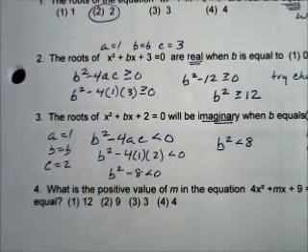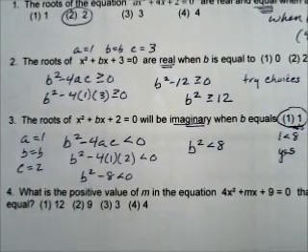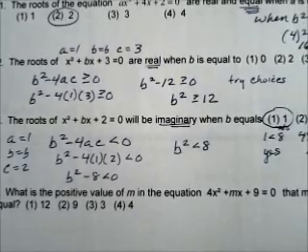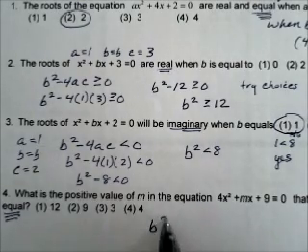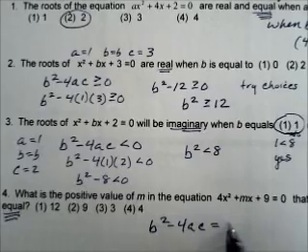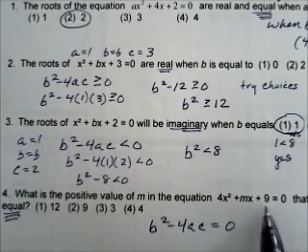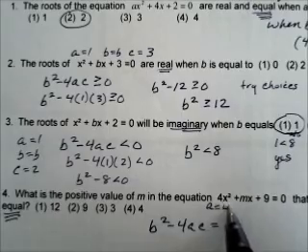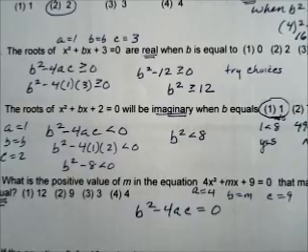Number 4, what is the positive value of m in the equation 4x squared plus mx plus 9 equals 0 that makes the roots equal? All right, so it's asking for the positive value of m in the equation that will make the roots equal. Keyword being equal, well, the roots will be equal when b squared minus 4ac comes out to equal 0. Again, pull out the values for a, b, and c. A is 4, b is m, and c is 9, and substitute the values into the equation.